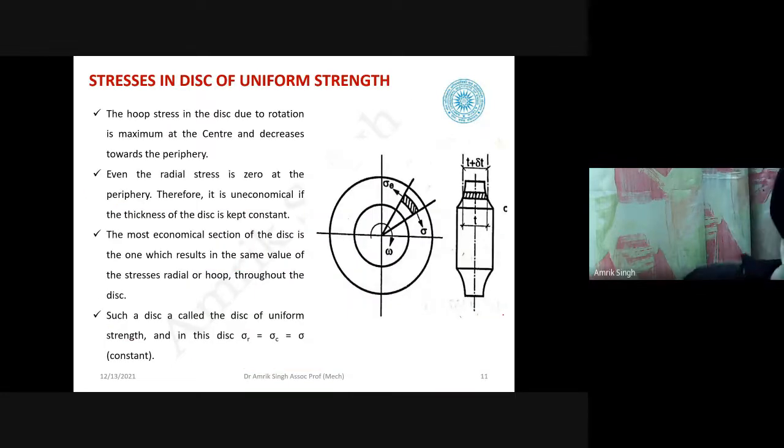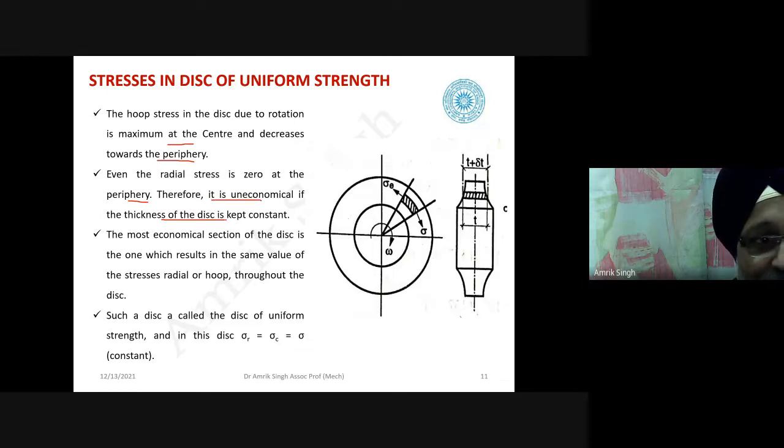Now lastly, in order to design a disk of uniform strength, we see here that the hoop stress in the disk due to rotation is maximum at the center and decreases towards the periphery. This we have seen. Even the radial stress is 0 at the periphery. Therefore, it is uneconomical if the thickness of the disk is kept constant. So the most economical section of a disk is one which results in the same value of the stress, radial or hoop, for the disk. So it is an important statement.